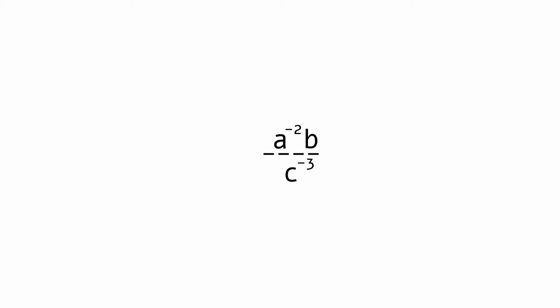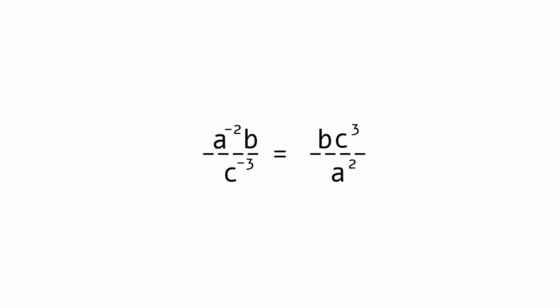Got an a to the negative 2 times b over c to the negative 3? We can move the a to the denominator and make its exponent a positive 2, and then we can move the c to the numerator and make its exponent positive 3.